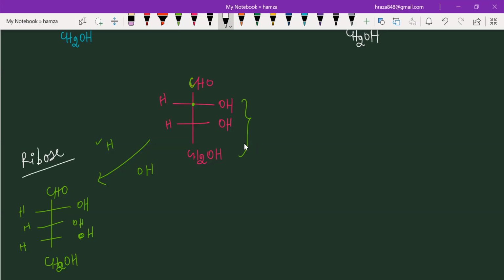Now another carbohydrate monosaccharide can be introduced. OH on the right hand side becomes H on the right hand side, just reverse it, and OH on the left hand side. Write CHO as it is, and then add this part: H on the right hand side, OH on the left hand side, and the rest will be the same. Like OH was on the right hand side, H on the left hand side, and then CH2OH.